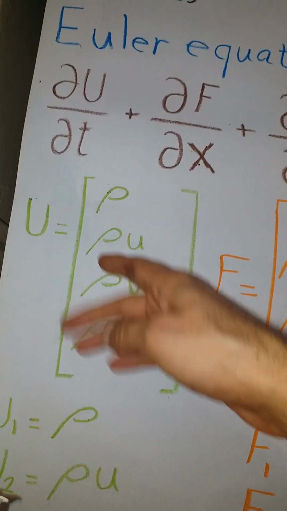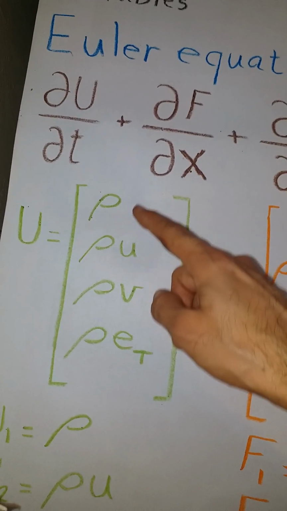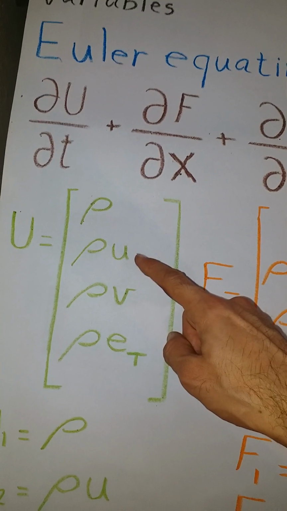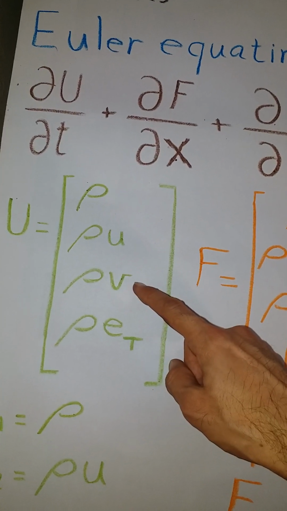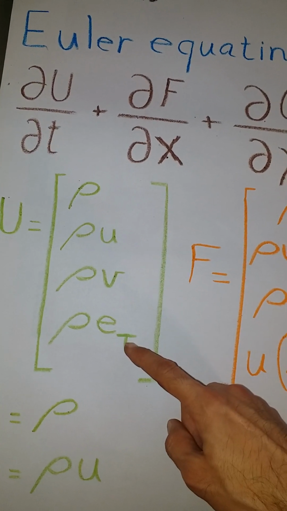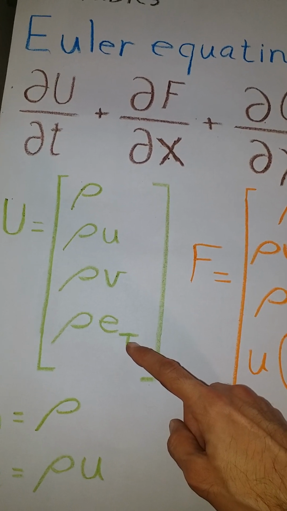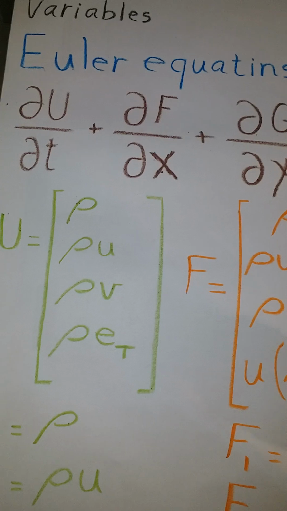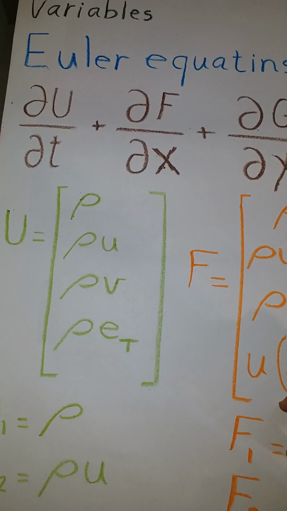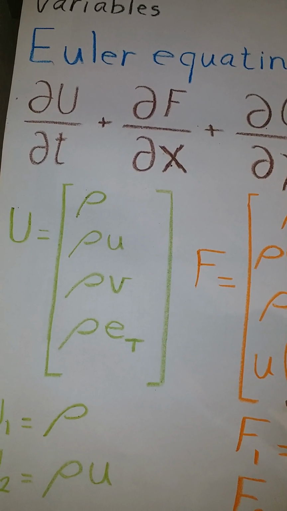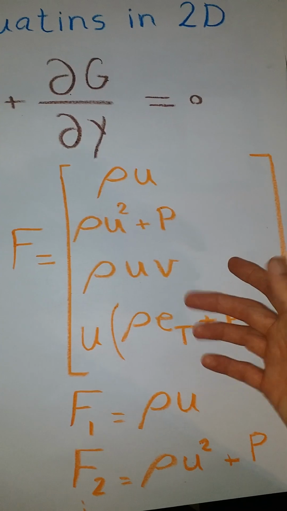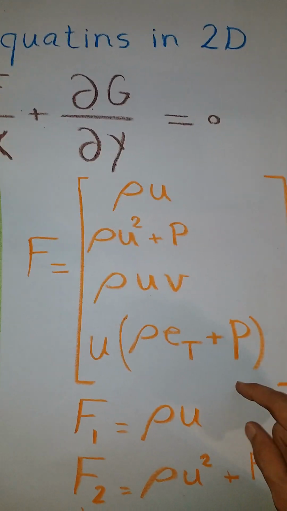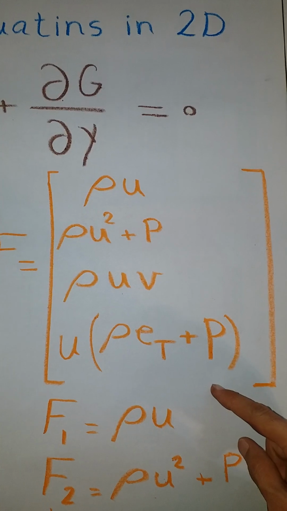For example, for U, density and momentum in x direction, momentum in y direction, and the energy content of a fluid confined in a control volume in space, in 2D space. And as for the fluxes, the elements are as I have written here.